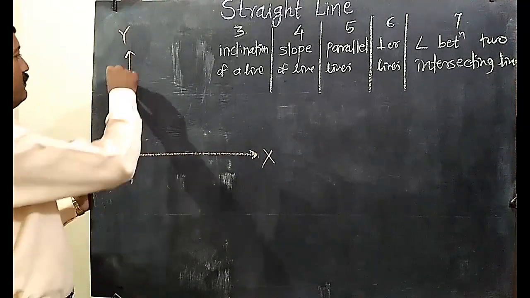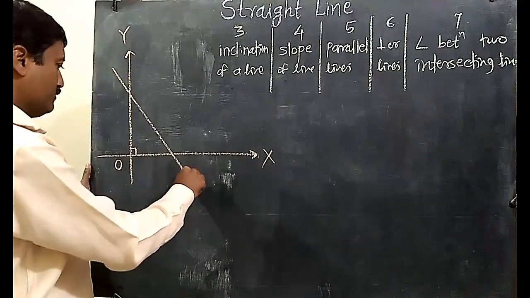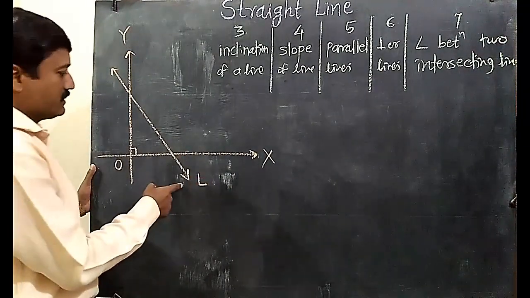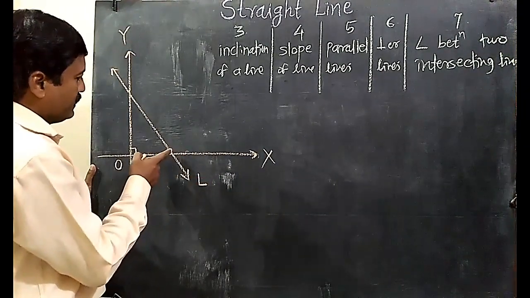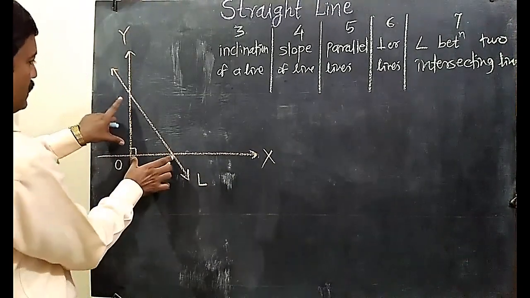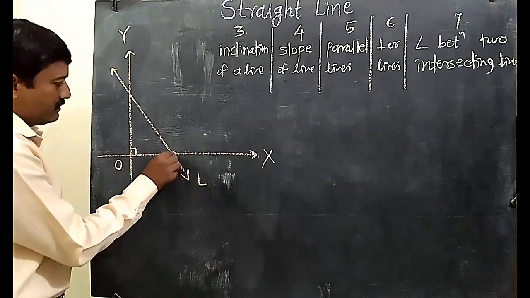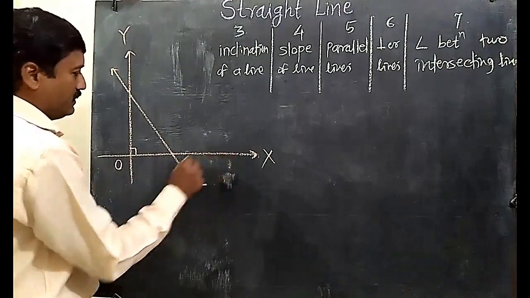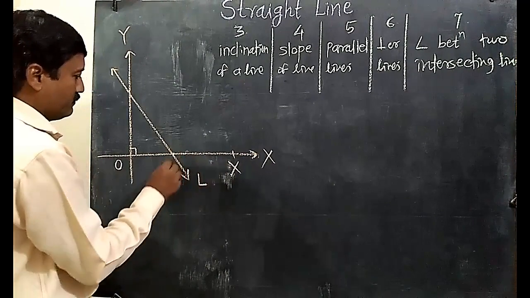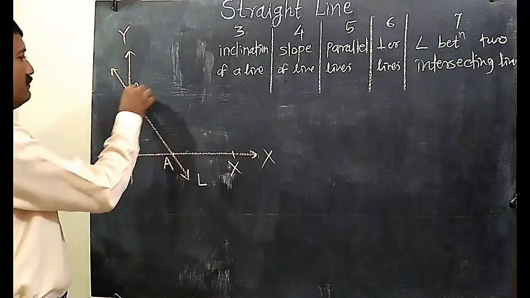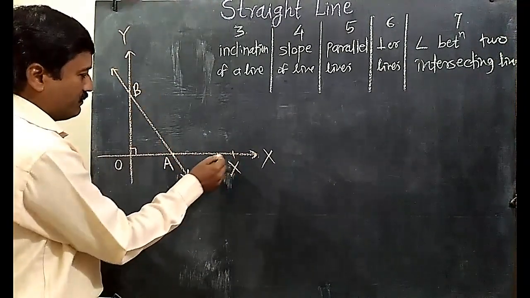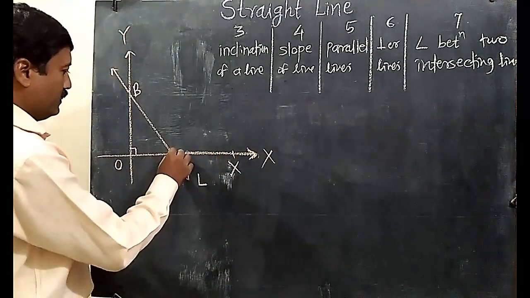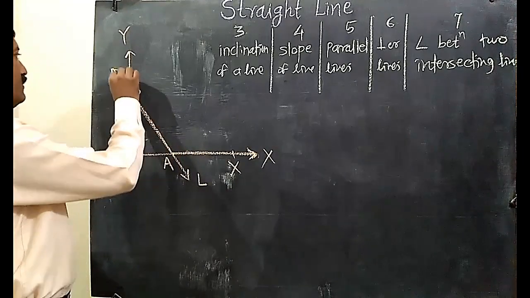Sometimes that line may be like this. Suppose, for instance, I am taking this line L. If the line is like this, then it makes an x-intercept here and a y-intercept here. At this point, an angle is formed. Let us take some letters here. Suppose this is X, this is A, this is B. Then here is the formation of the angle. This is one arm of the angle and this is another arm of the angle.